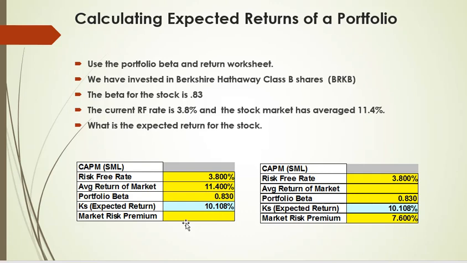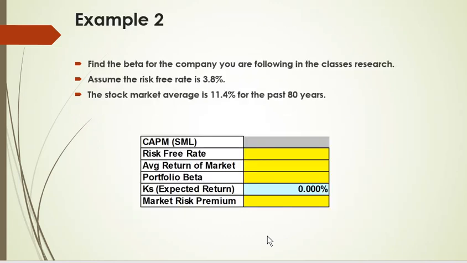Now, you also could use where it says market risk premium. If you don't know the average rate of return on the stock market, for instance, we can always just substitute this market risk premium. We get the same answer. It's just whether you have the data or not to plug this in. If you assume, again, you've been researching a company, right? If you take the beta for your company and plug it in here for beta, risk-free rate 3.8, stock market 11.4, what rate of return would you get for your company?